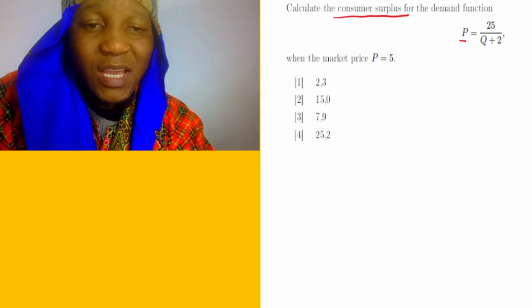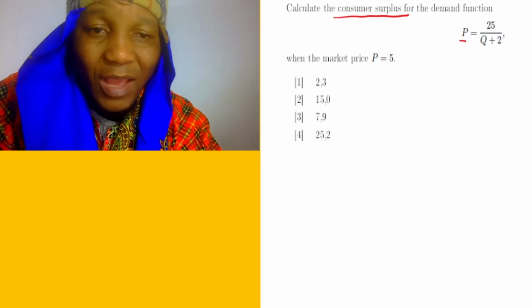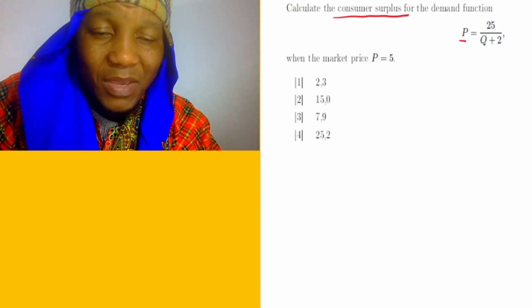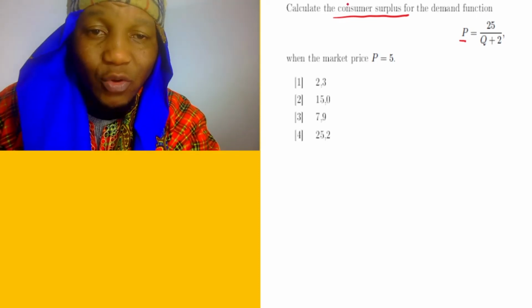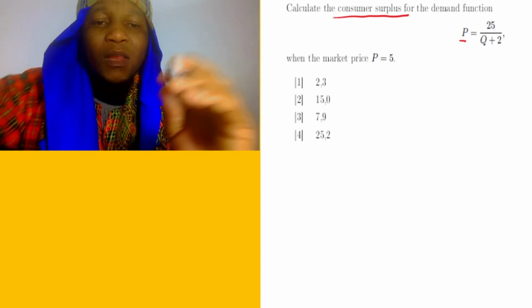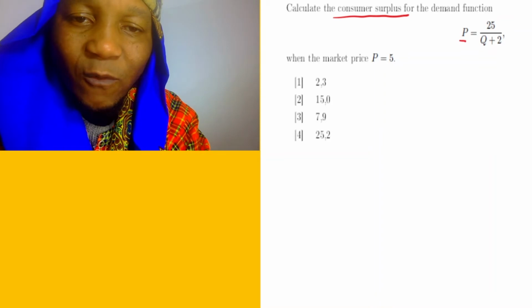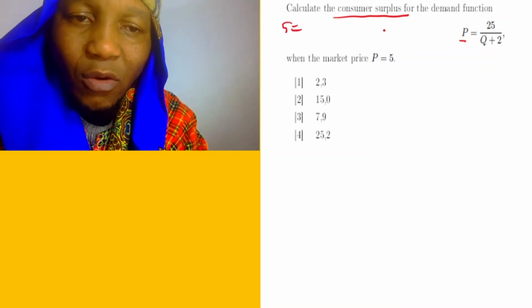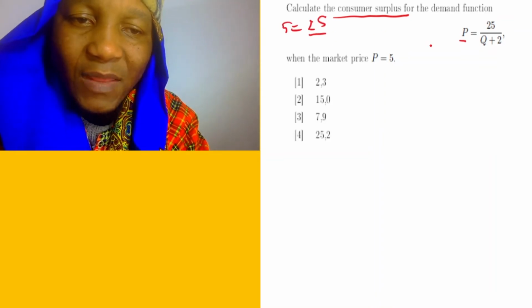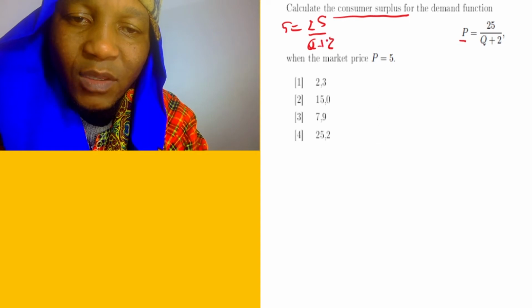Now let's get started. So now let's say here the value of P we got. We have the value of P here. So I'm going to plug in my P, get the value of Q, and then I'll show you how to get consumer surplus. Very easy. So I'm going to plug in my P equal to 5. So I'll say 5 equals 25 over Q plus 2.